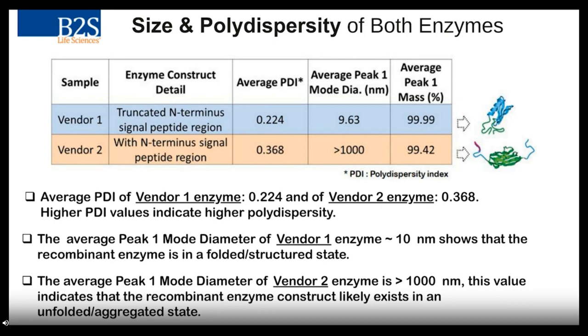But with the vendor 2 material, what would be referred to as the peak 1 in the vendor 1 material is absent, and the peak 1 in the vendor 2 material has a diameter of greater than 1,000 nanometers. And there's also a greater polydispersity index, indicating poorer uniformity.